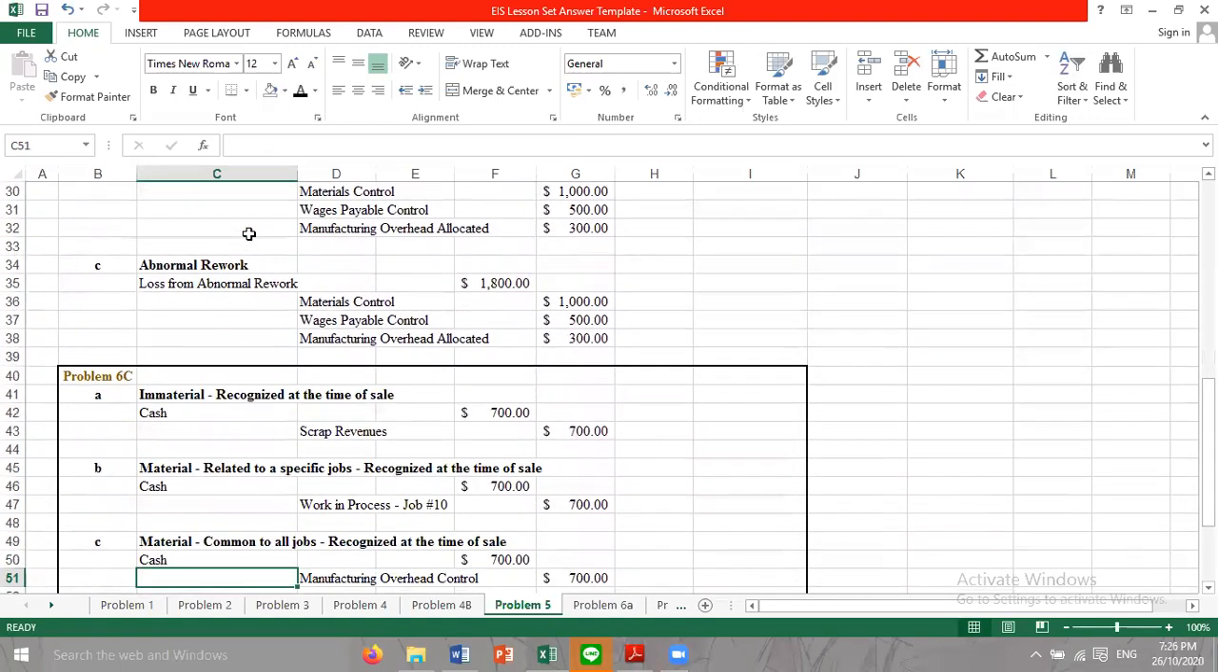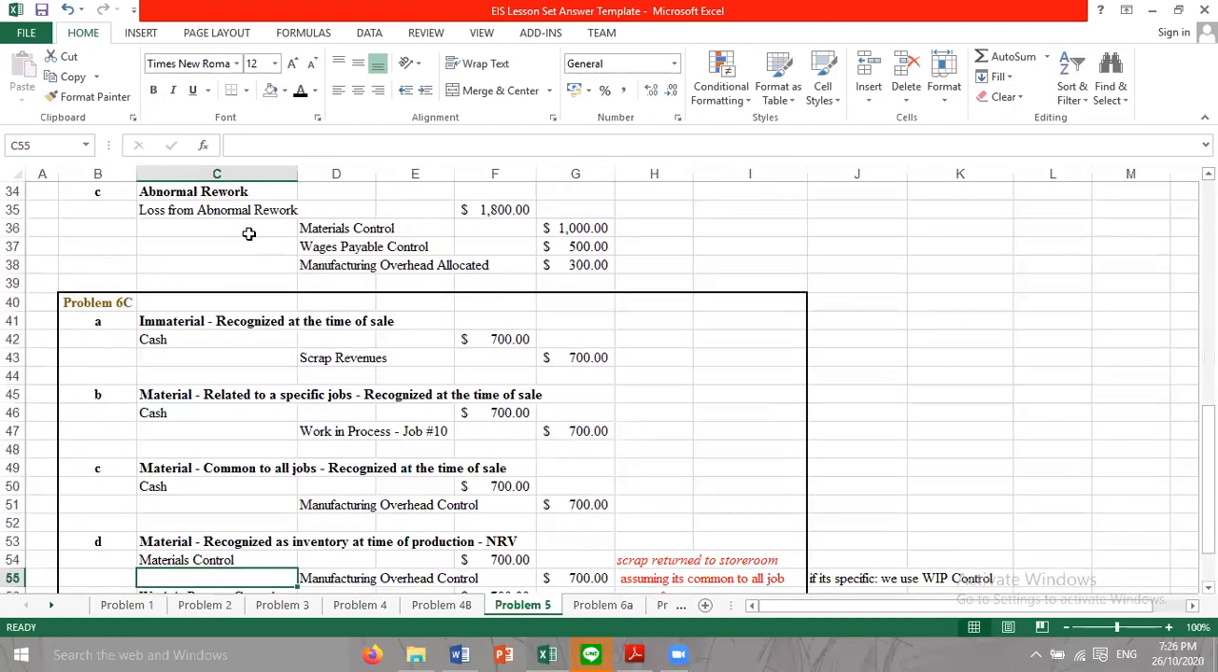And then for scrap, this is one a little bit more complicated. First, for scrap, we need to discern whether it's material or immaterial. If it's immaterial, we just recognize it at the time of sale, and we just acknowledge cash and scrap revenues. However, if it is material and we recognize it at the time of sale, we recognize cash and we instead decrease our expense. If it's related to a specific job, we decrease our expense for that specific job. But if it's common to all jobs, we decrease our MOH control expense, or manufacturing overhead.